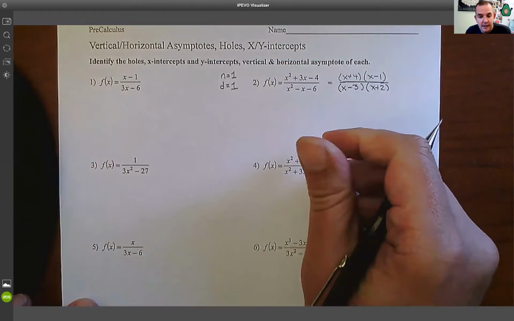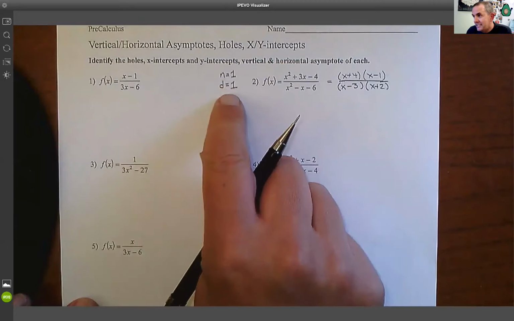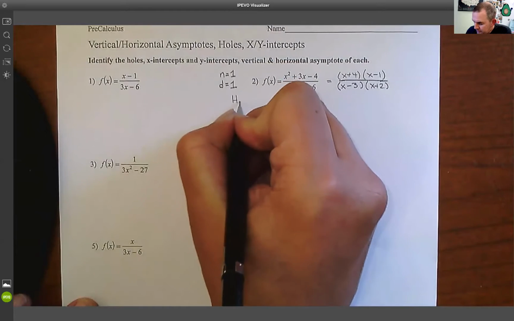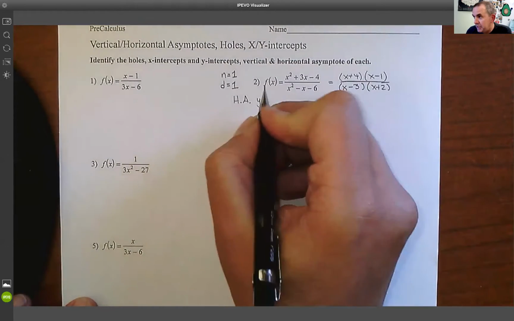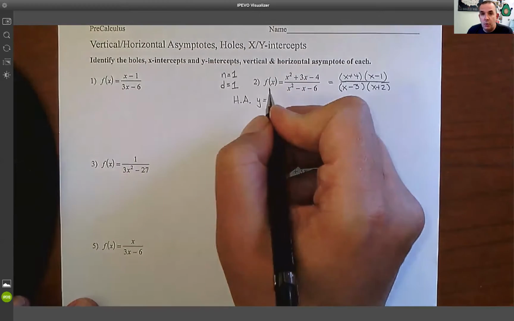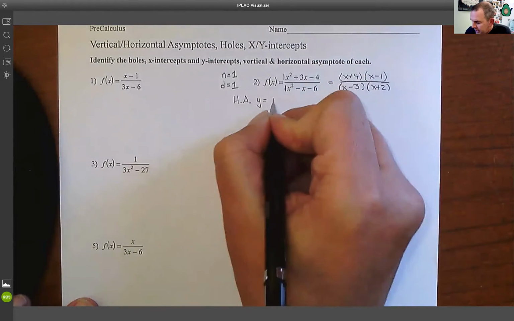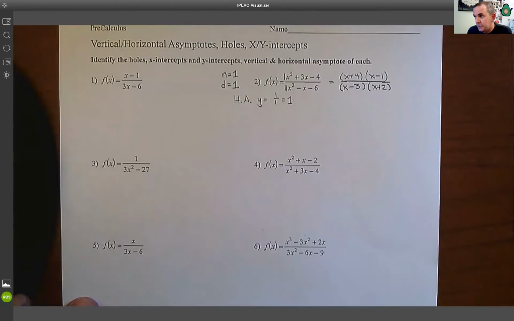According to the rule, if the degrees of the numerator and the denominator are the same, we are going to have a horizontal asymptote, HA. It's going to be y equals the ratio of the coefficients of those two terms. So in this case, it's 1 and 1, 1 divided by 1. The horizontal asymptote will be y equals 1.